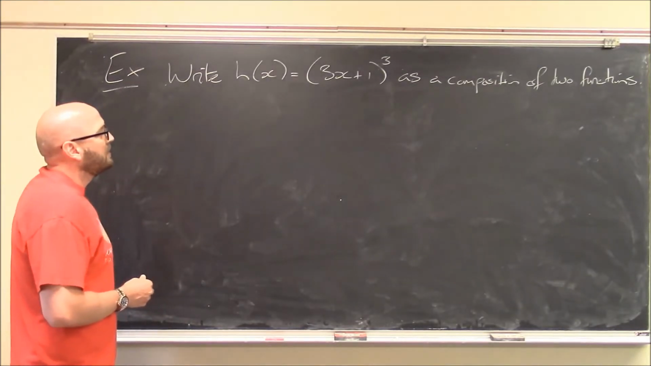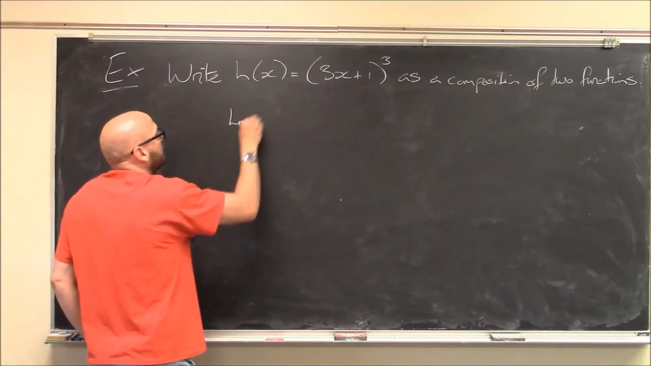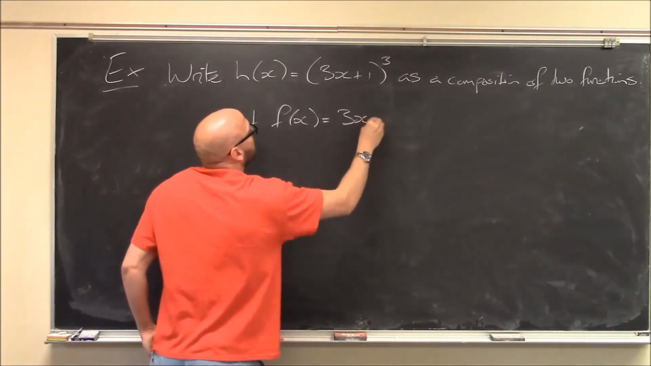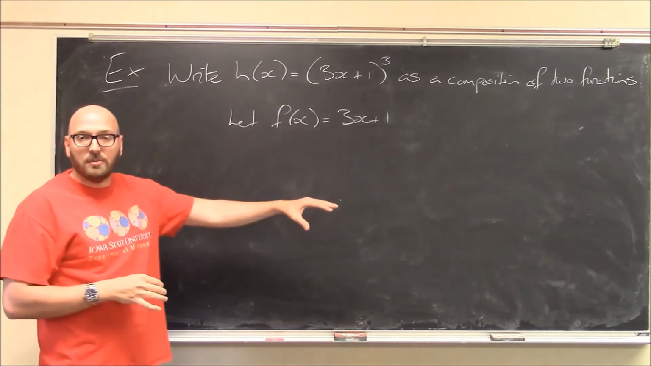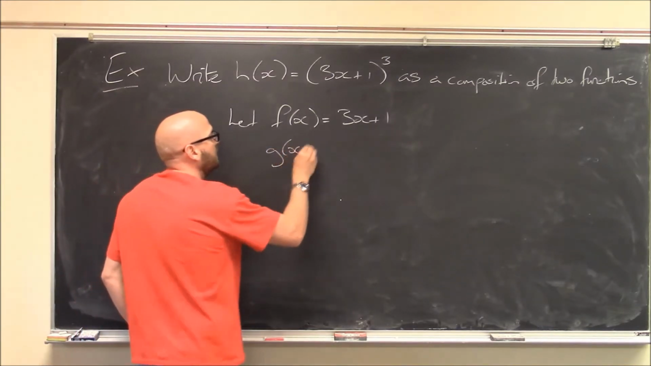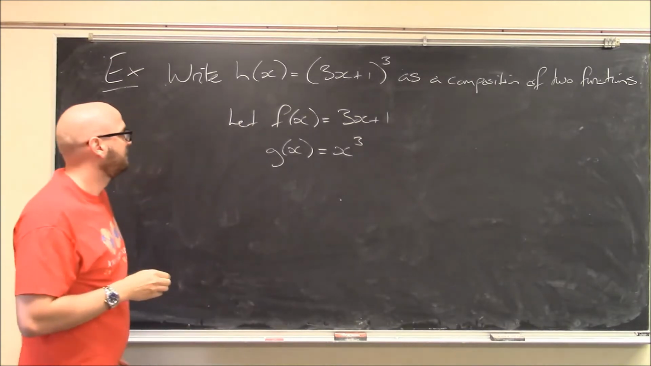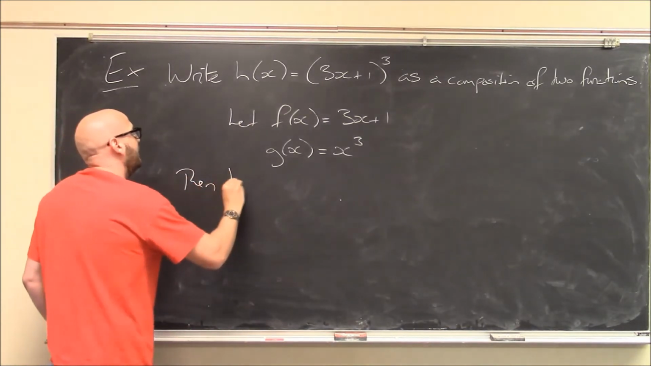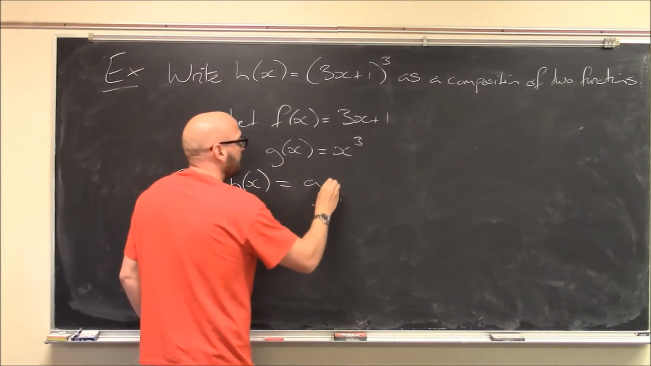So how do I build this as a composition of functions? Well, I want the function 3x plus 1, and then I want to plug that into something that just cubes everything. So what cubes everything? Well, how about just a cubic function? x cubed. Right? Then what's h? Then h of x is actually, so the last thing I do is cube.